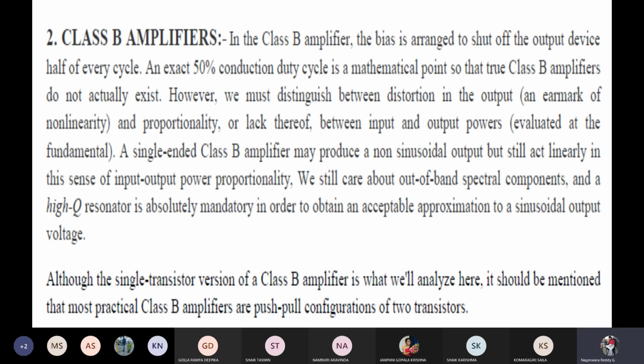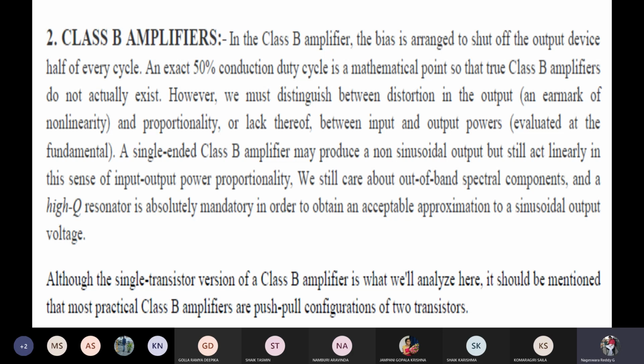In the case of a class B amplifier, the bias is arranged to shut off the output device for half of every cycle. So we can get the drain current only for the half cycle of the AC input signal. It does not provide linear operation. Why? Because the output is not exactly the same replica of the input voltage. Only half of the AC input signal we can get at the output side.